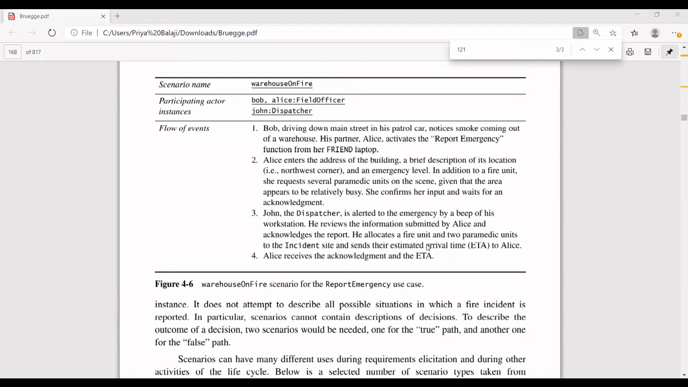Another type of incident might be a road accident. Another might be something like an animal getting caught or having an accident on the road. There may be so many incidents. According to the incident, the type of resources has to be allocated. So these are the different scenarios, and these scenarios are put together under a use case.